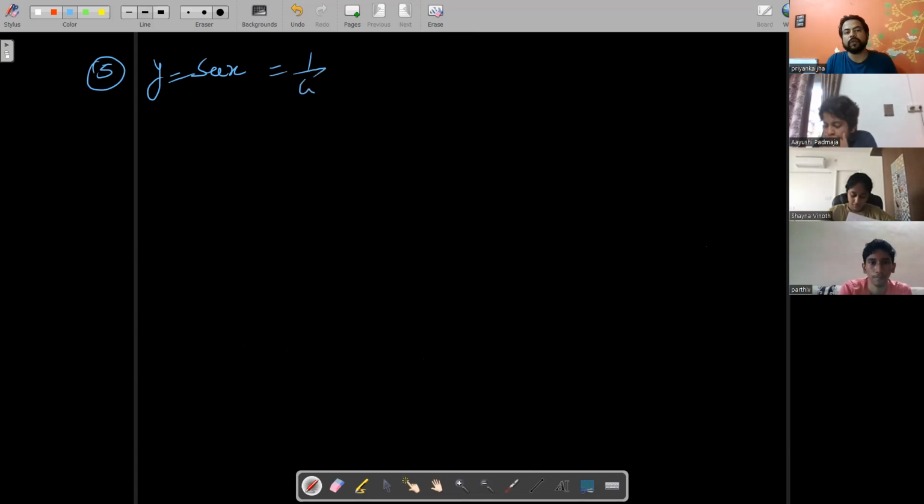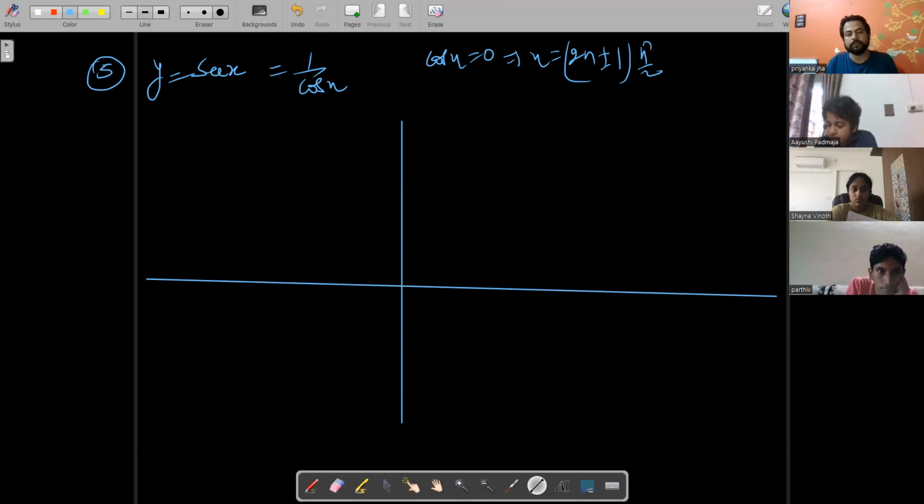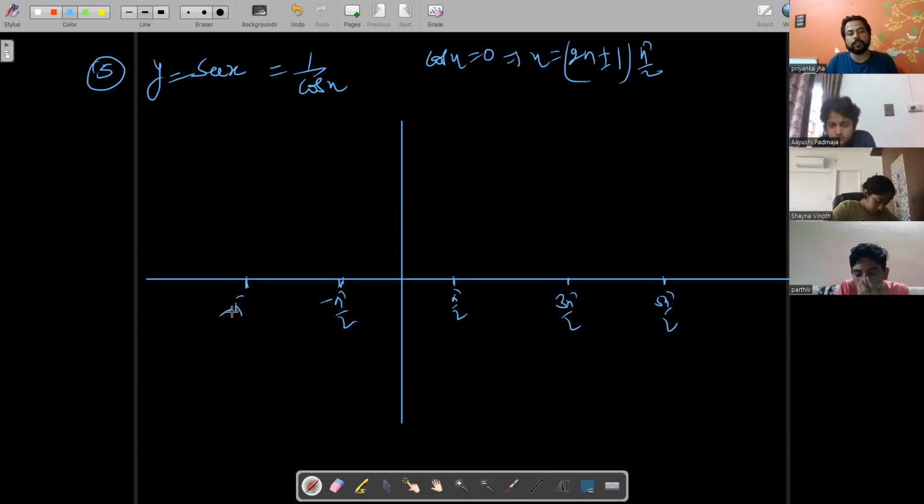Sec x is what? 1 by cos, na? So wherever cos will be 0, sec will be undefined. So cos will be 0 at all odd multiples of pi by 2. So at these odd multiples of pi by 2, sec will take infinity. So its curve will be like minus pi by 2, plus pi by 2, 3 pi by 2, 5 pi by 2, minus 3 pi by 2, and like that.